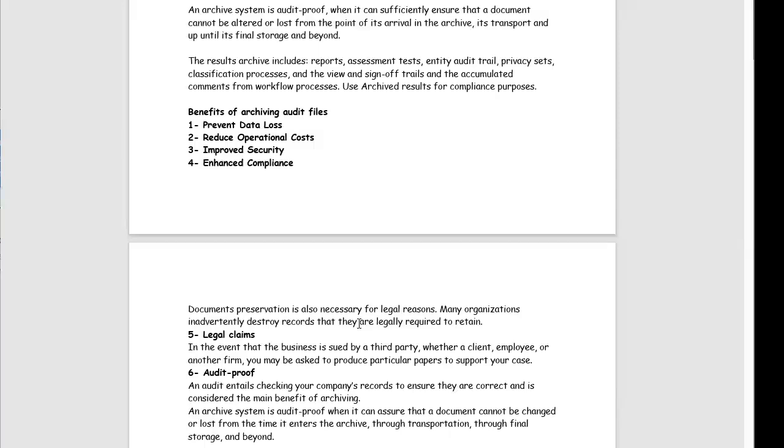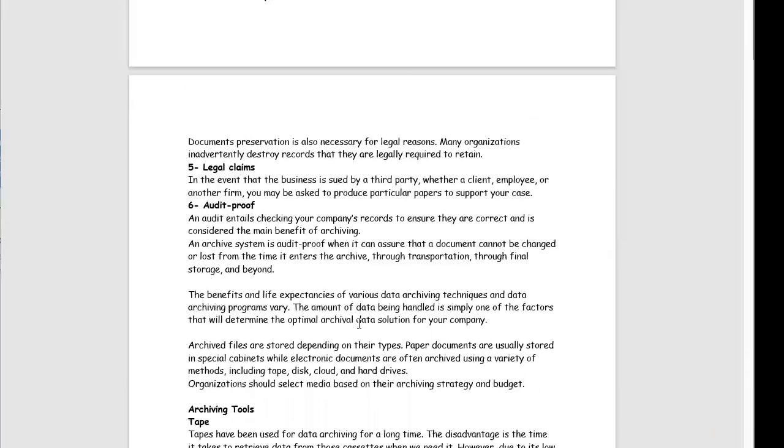Document preservation is also necessary for legal reasons. Many organizations inadvertently destroy records that they are legally required to retain. So number five, legal claims: in the event that the business is sued by a third party, whether a client, employee, or another firm, you may be asked to produce particular papers to support your case.